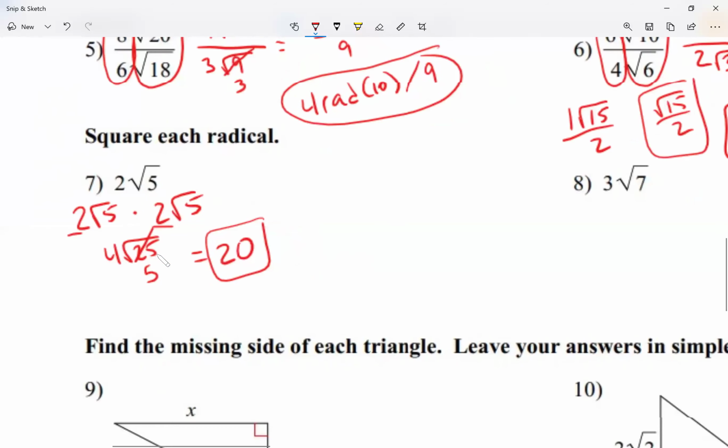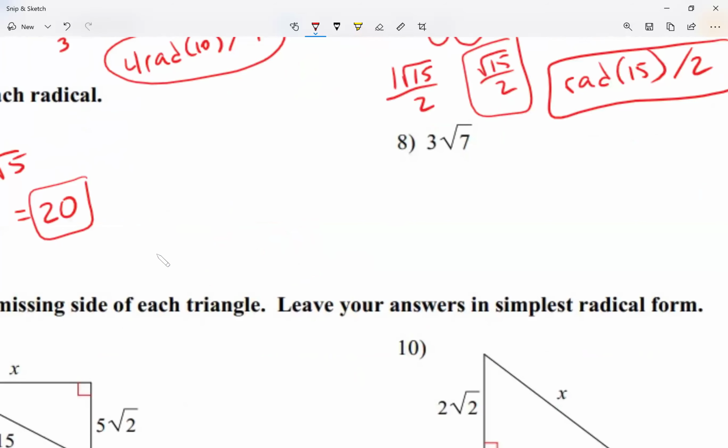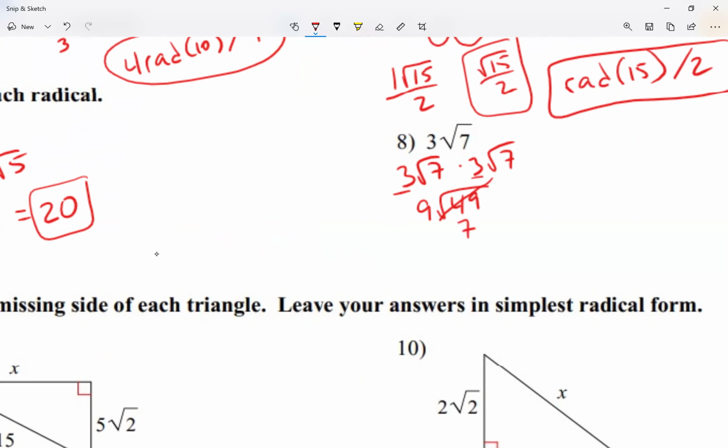Let me take a look at my question number 8. 3 radical 7. So that basically means 3 radical 7 times 3 radical 7. When I multiply my numbers, that's 9. When I multiply my radicals, I get 49. Interesting is that the square root of 49 is 7. So then I have 9 times 7, which is 63.